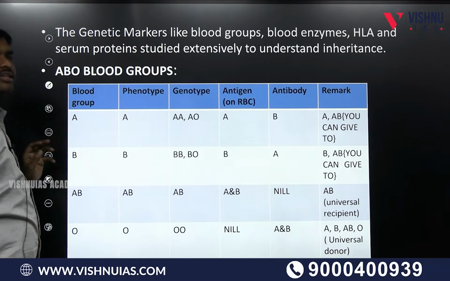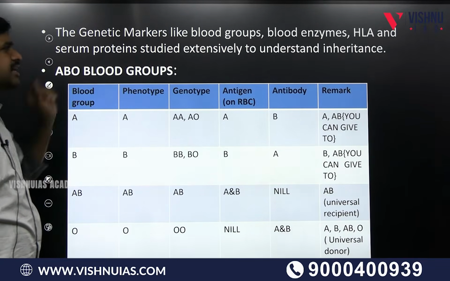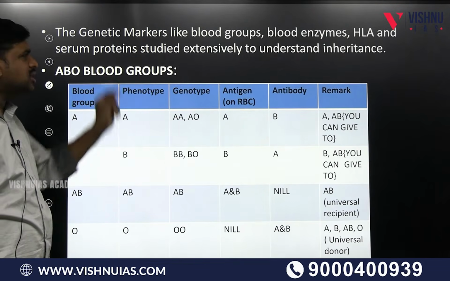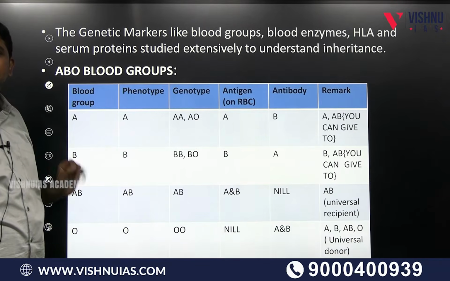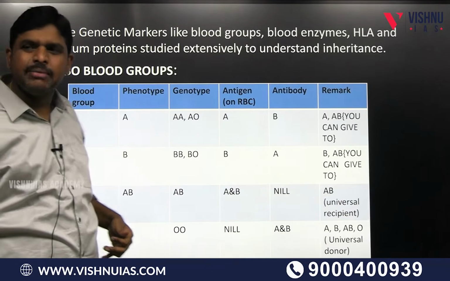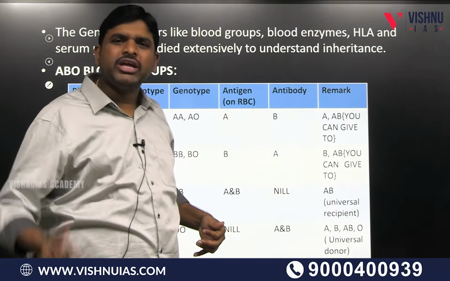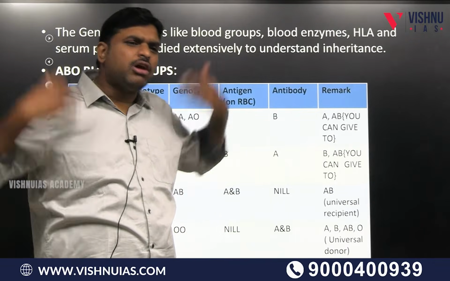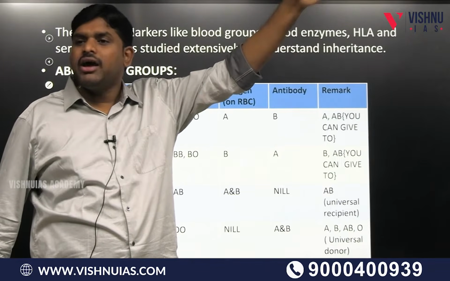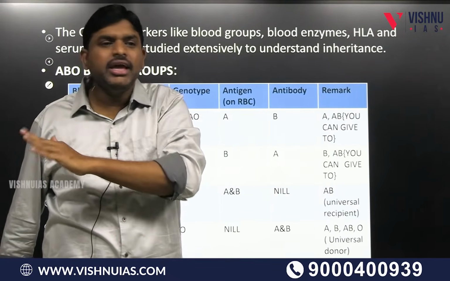So first I will take the blood group example, the ABO blood group. The genetic markers like blood groups, blood enzymes, human leukocyte antigen and serum proteins are studied extensively to understand inheritance. These all are proteins only. Blood is a protein, enzyme is a protein, serum is a protein, egg is a protein, sperm is a protein, ova is a protein. Proteins are because of what? DNA, the information which comes out from the DNA according to the gene.